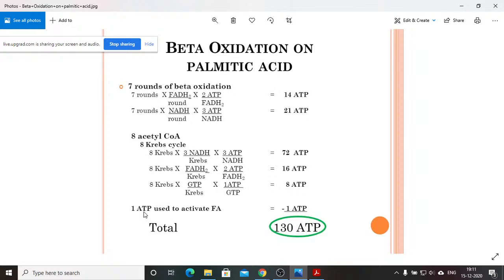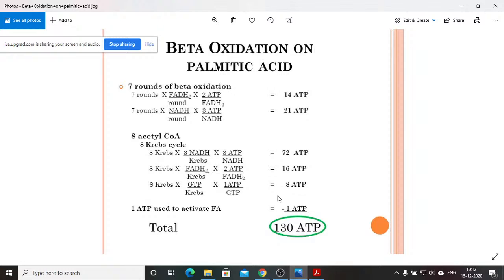And 1 ATP is utilized, but nowadays they consider it as 2. So there is minus 1. If you do it, it becomes 130 ATP. According to this calculation, it is 130. But in some books you will find that they make it 129. They take it as minus 2.